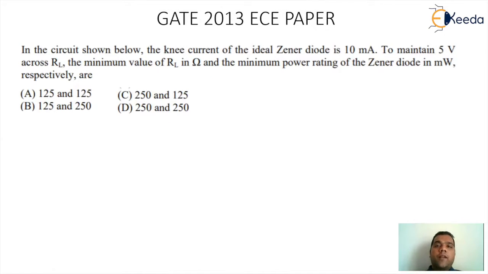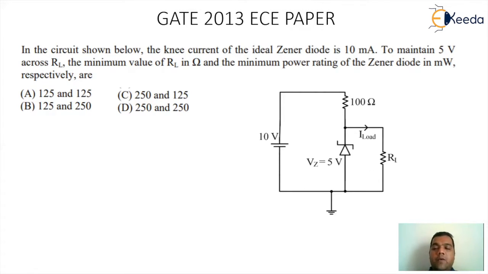So this question is from the GATE 2013 EC paper. Let's have a look at the question. The question is, in the circuitry shown below, the knee current of the ideal Zener diode is 10 milliampere. To maintain 5 volt across load RL, the minimum value of RL in ohms and minimum power rating of Zener diode in milliwatt respectively are. There are 4 options given: 125 125, 125 250, 250 125, and 250 250.